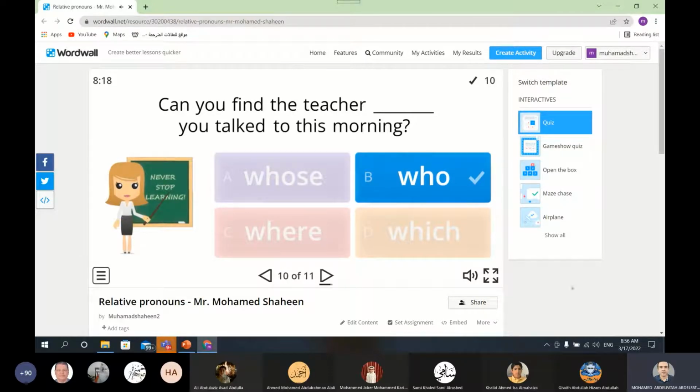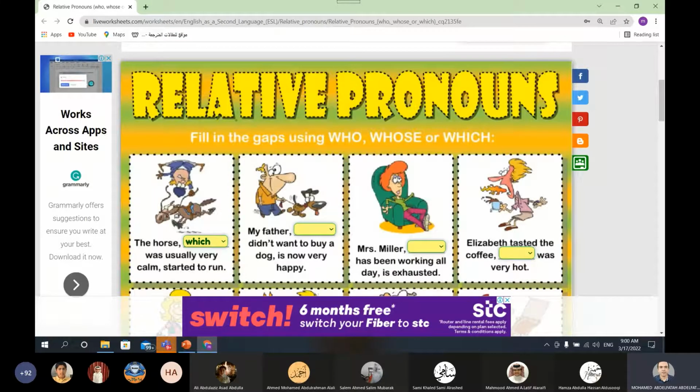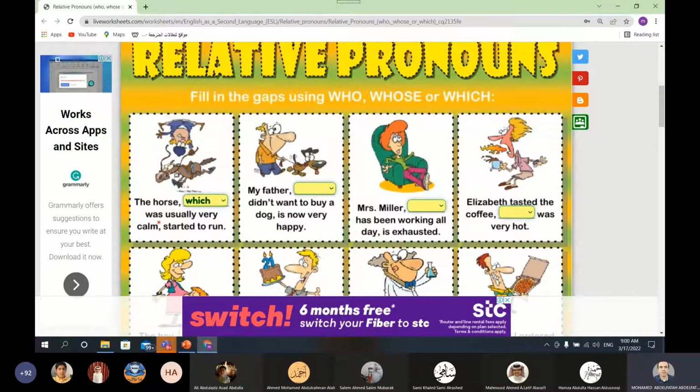Bravo, absolutely correct. Now, students, we have got another activity. It's a live worksheet. Read and choose the correct answer. Choose the correct relative pronoun. The relative pronouns here that you can choose from are who, whose, or which. Number 1 is done for you as an example. The horse which. Why which? Because we are talking about an animal. The horse is an animal, so the correct answer is which. The horse which was usually very calm started to run.